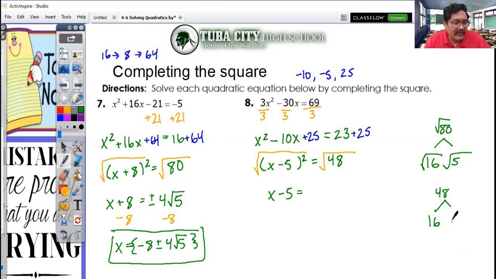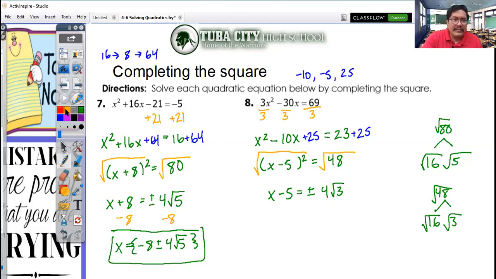What was it? 48 divided by 16. That was 3. Because remember, we're taking the square root of both of these numbers because it's the square root of 48. So plus and minus. But we can take the square root of 16. That would be 4 root 3. So we take that out.